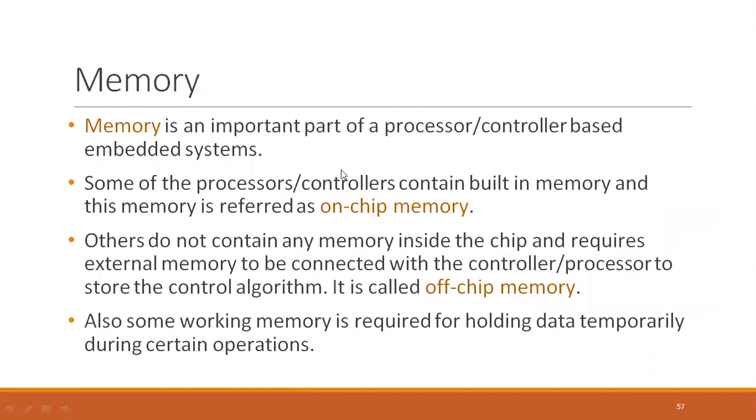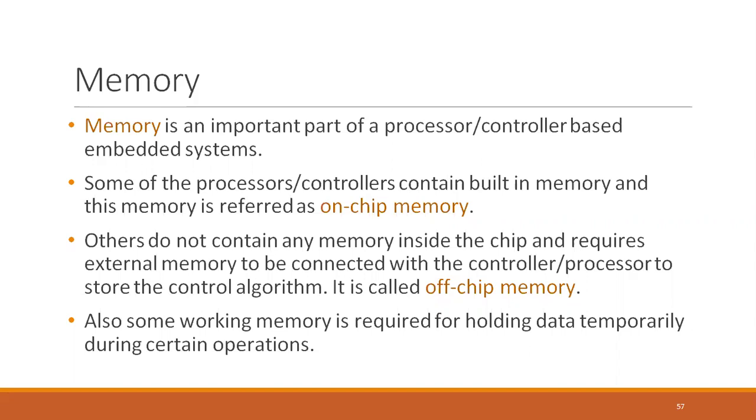And the next one is memory. Memory is an important part of the processor and controller based embedded system. Some of the processors or controllers contain built-in memory, and this memory is referred to as on-chip memory, right? There are some processors which have built-in memory, and this built-in memory is called on-chip memory.